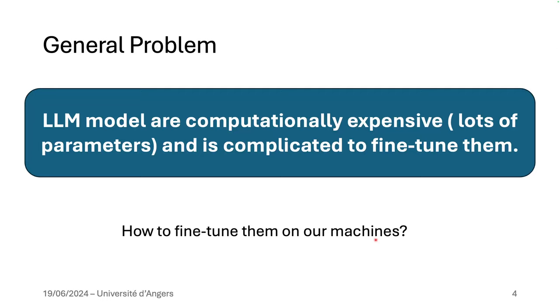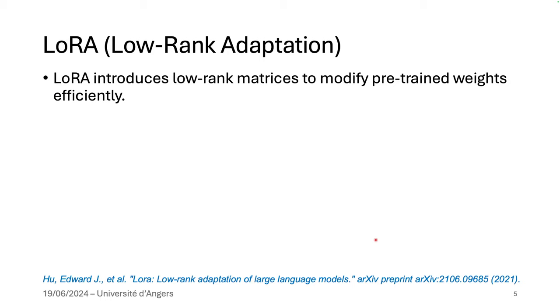So what can we do? Now I will talk about some of the methods or models that we use when we want to fine tune our model, to reduce this computational cost and allow us to fine tune a model and create our own LLM model. The first method that we have here is called LoRA, low rank adaptation. This is the method that was proposed in 2021. This is the paper for reference if you want to look at it. In that, this method introduced low rank matrices to modify pre-trained weights efficiently. So how does it work?